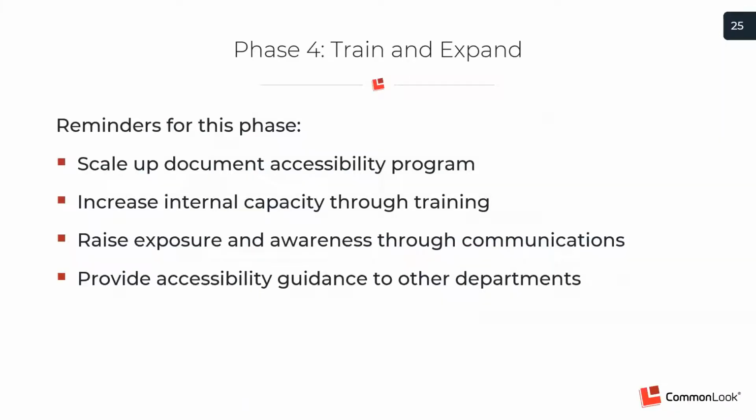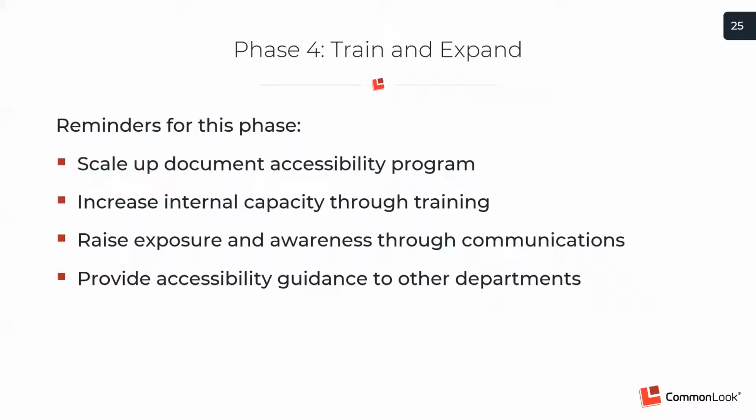So the fourth phase is now to expand and train your organization, so expand the program. What we've seen, and we're going to be talking in some other webinars in the future about some specific organizations that have taken on this process to develop a full-blown accessibility program within their organization, where they have developed teams, they've developed QA teams, they've started training programs.